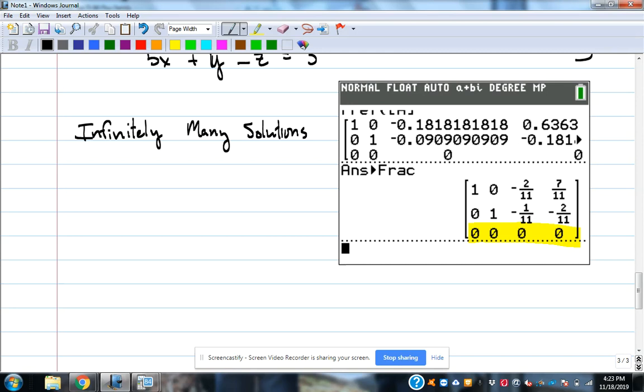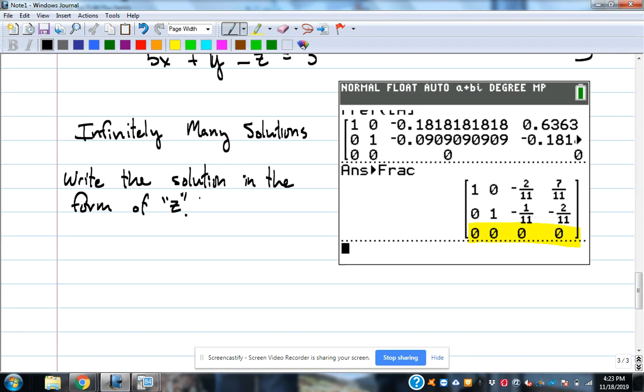Now, with infinitely many solutions, with three variable systems, we need to be able to write our solutions in the form of one of the variables. And the most common thing is to write the solutions in the form of Z. I'll show you how to do that. This is not too difficult, but it's a little bit weird.